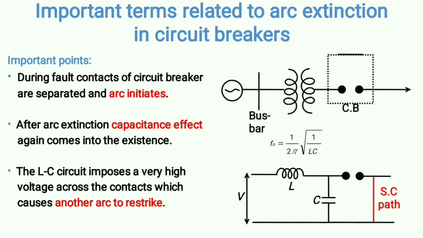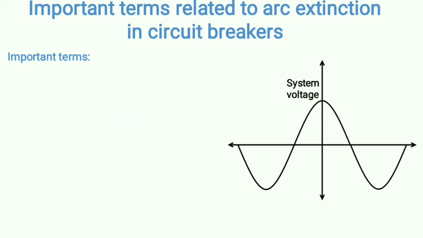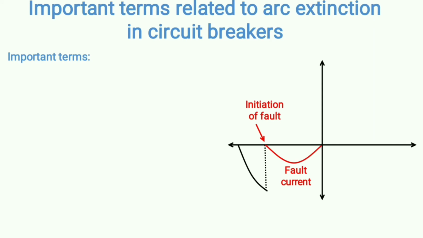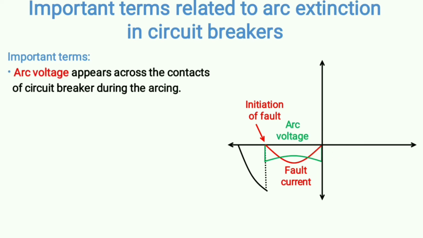Here you will see how much oscillating this restriking voltage is. Okay, so now see, this is the system voltage. The moment fault will occur, what will happen? Suppose the fault has happened at this point, from that point the voltage will be almost zero, and the voltage will suddenly fall, and this is the initiation of fault, and the fault current will start flowing. All right. Now suppose the arc voltage is there across the contacts of the circuit breaker, because now the circuit breaker contacts will start separating from each other, so definitely there will be an arc voltage.